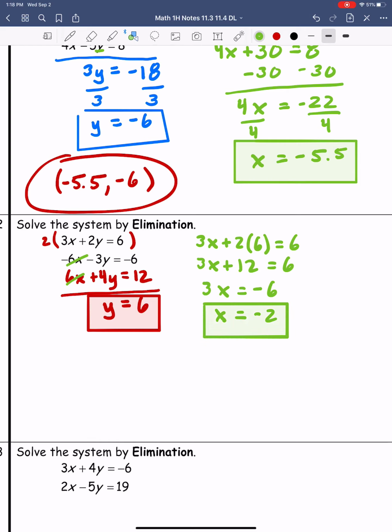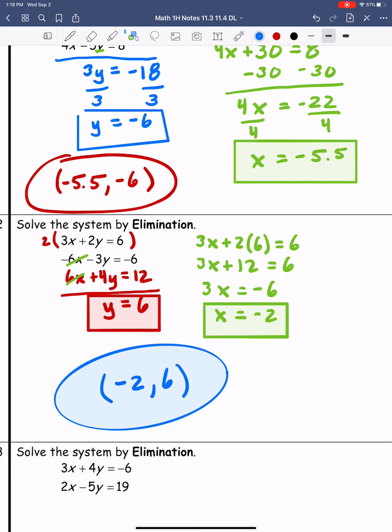And then, of course, my final answer always has x comma y, so I'll go ahead and write that. So that's going to be negative 2 comma 6. So that would be one solution on a graph, right? They would intersect at one point at negative 2, 6.